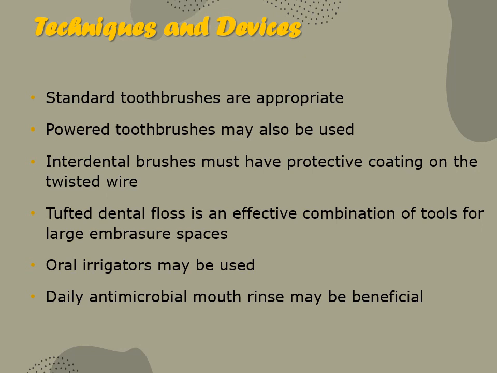Tufted dental floss can be a very effective combination for patients who have those large embrasure spaces. A lot of people with implants have bigger embrasures because they've usually dealt with some perio in the past. Oral irrigators may be used. Oral irrigators are great. There's been a lot of evidence that shows that in some cases oral irrigators work better than flossing. It's kind of sad, but it's true.